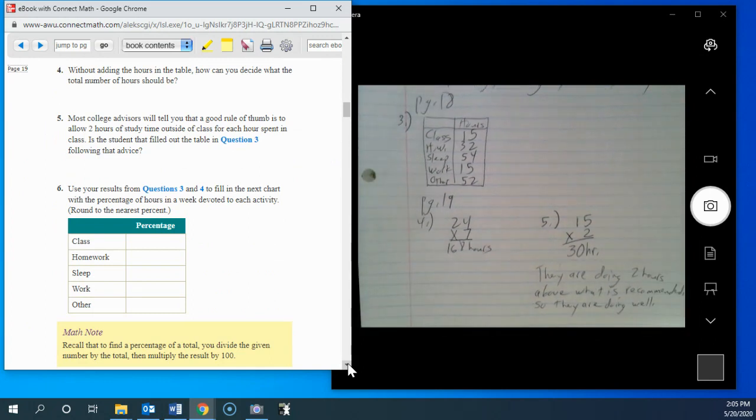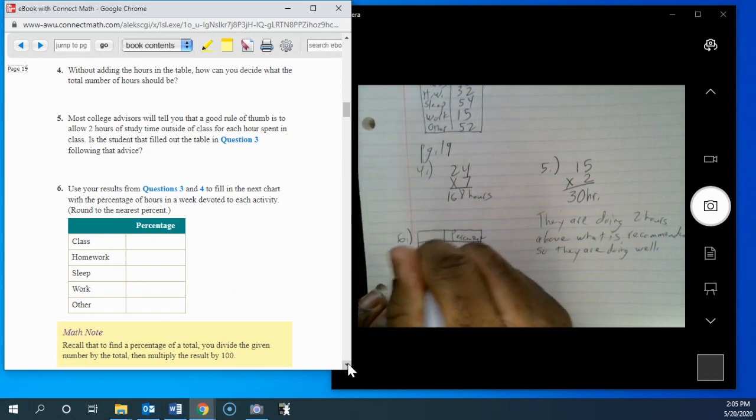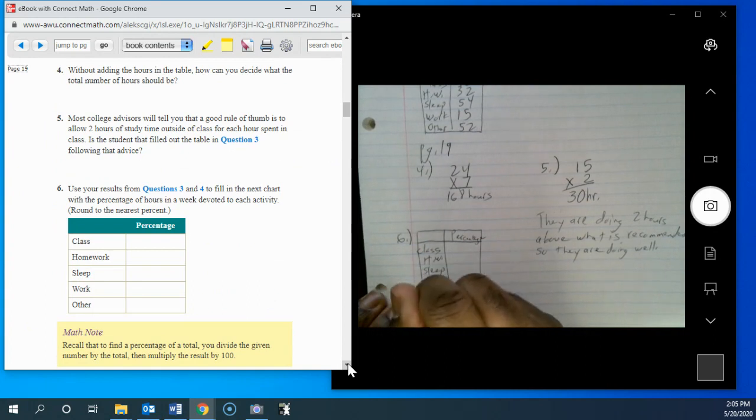Okay, now number 6. It says use your results from questions 3 and 4 to fill in the next chart with the percentage of hours in a week devoted to each activity. All right, so number 6, we will still do the activities. But this time, instead of using the hours, we'll use percent or percentage. Okay, so we add class, homework, sleep, work, and other.